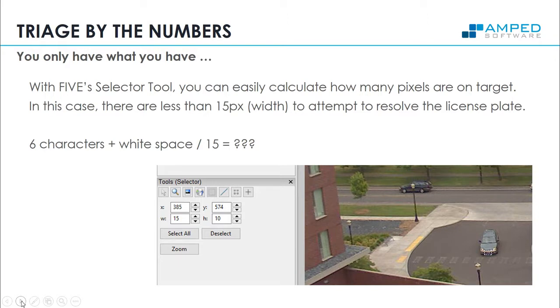And I ask the question, as the analyst to the investigator, how many characters are in the license plate for this state? And the answer is 6. And then for each alphanumeric character, there is some space around each character to space them out, and then there's the border. So you take that amount and you divide it by the available pixels, 15, and you come up with about 2 pixels per character. Absolutely mathematically not possible to develop a 2 or a 3 or a Y in that little amount of space. It's simply not possible.